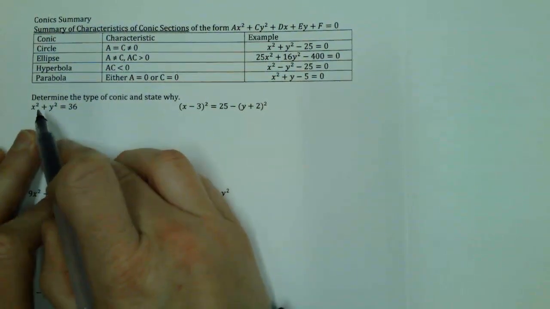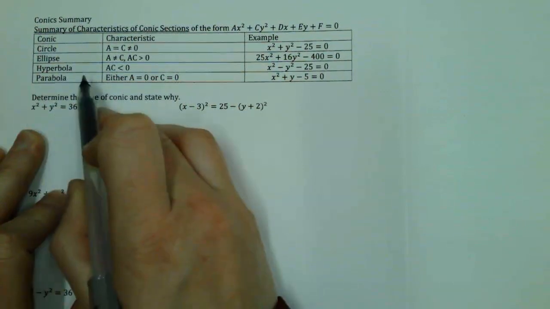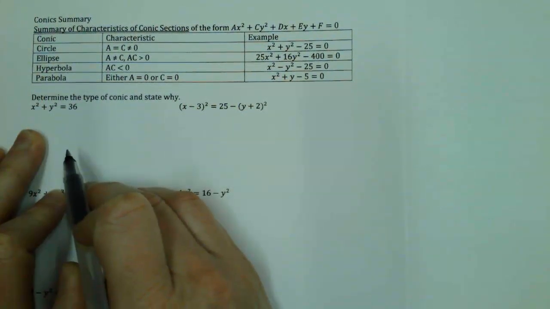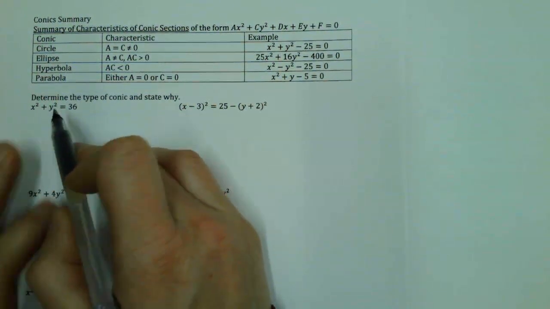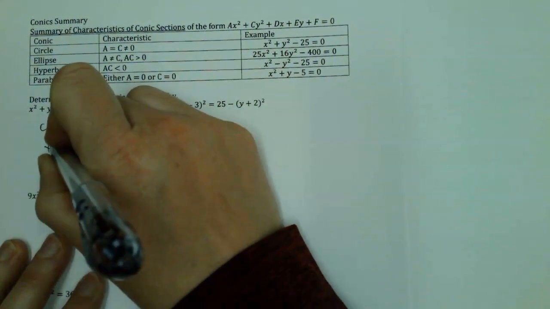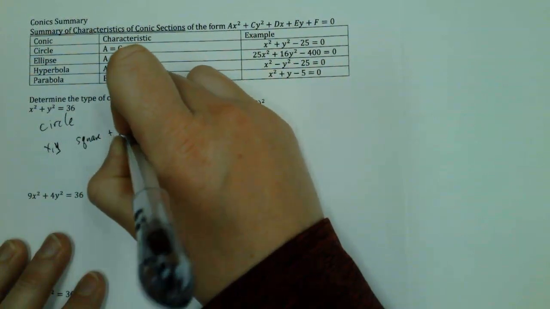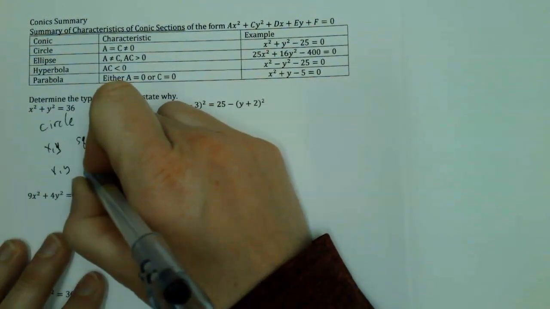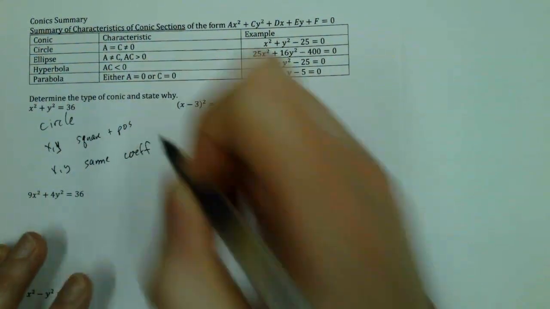So our first one, I have both x squared and y squared, so it's not a parabola. They're both positive, so it's not a hyperbola either. So is it a circle or an ellipse? Well, since they have the same coefficient out front, this is a circle. So both x, y are squared and positive, and then x, y have the same, I'm going to write shorthand there, coefficient.